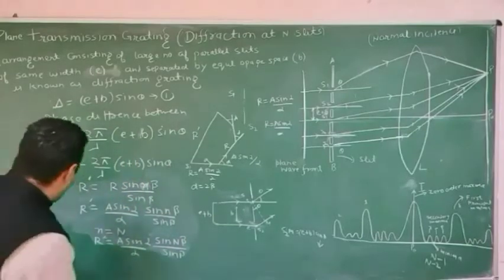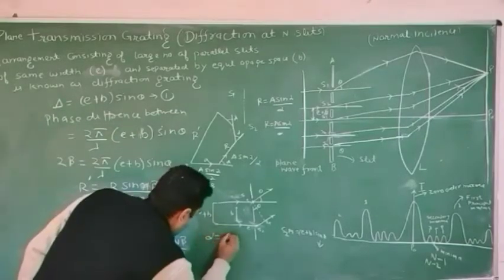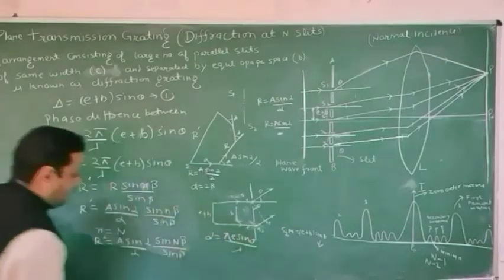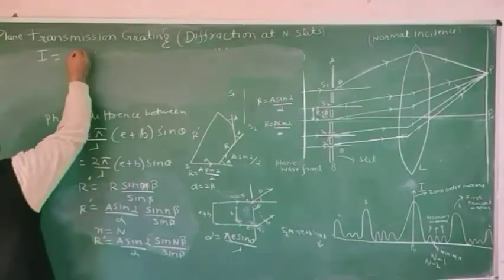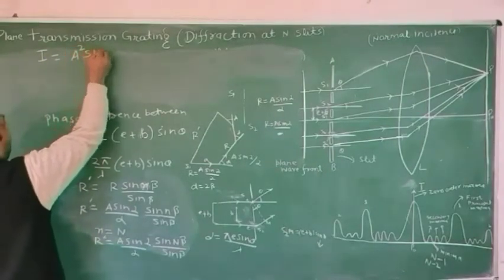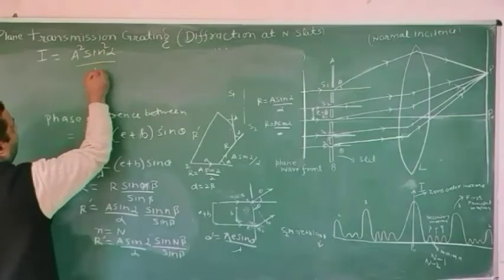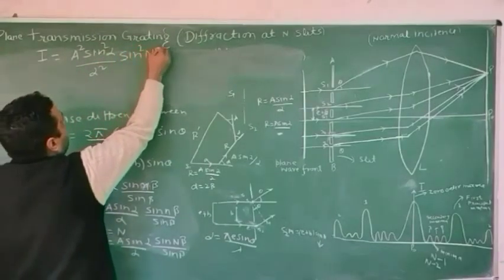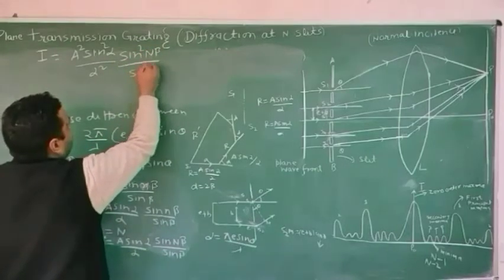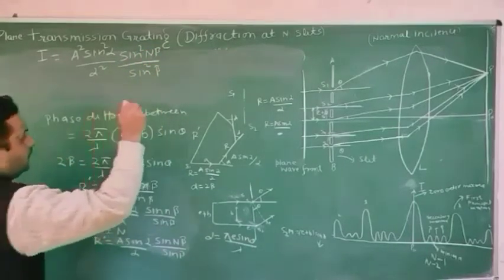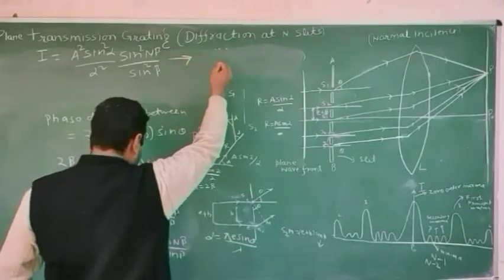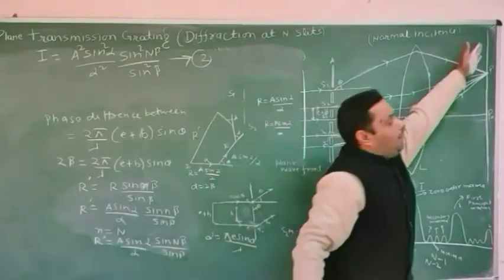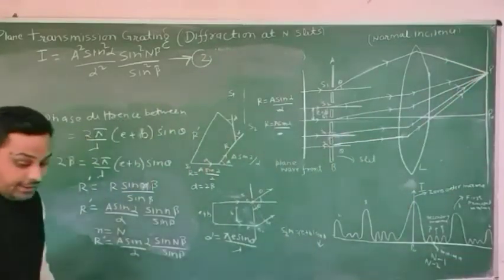Understand? And here alpha is pi e sin theta upon lambda, so the intensity is A square sin square alpha upon alpha square times sin square N beta upon sin square beta. That is equation number 2. This is the intensity profile we have obtained on the screen.